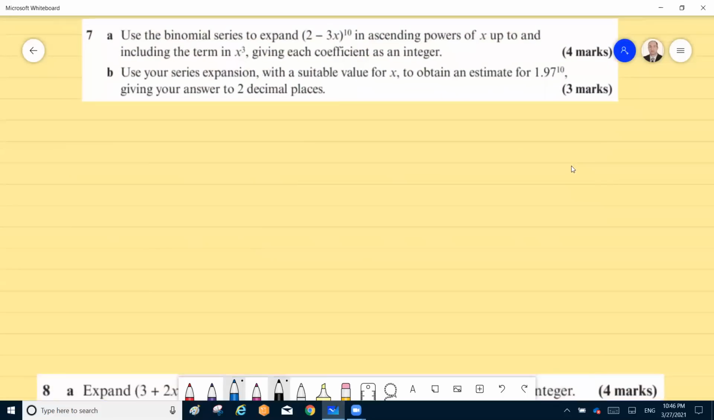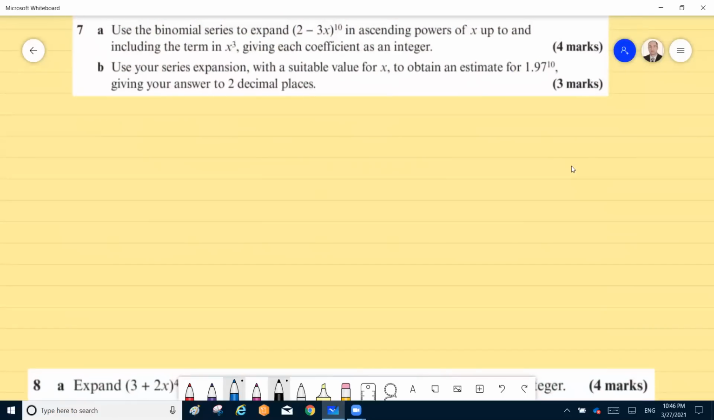I'll be thankful for you. Number 7, use the binomial expansion. This is, I think, the same idea as the previous one. You can solve it and check the answer with me later, okay? Stop the video now and try to do it yourself. Just in this question, I give you the final value.